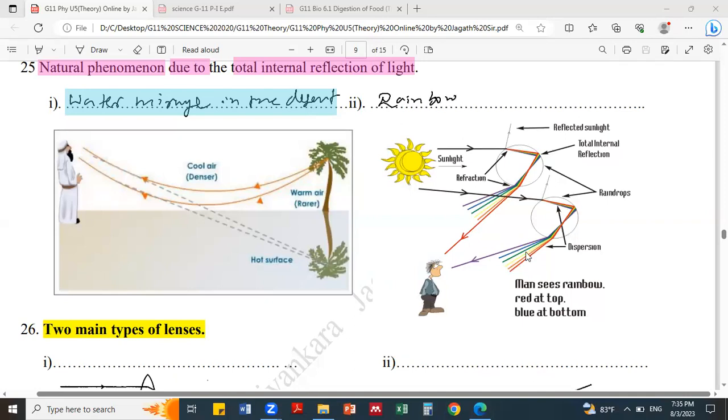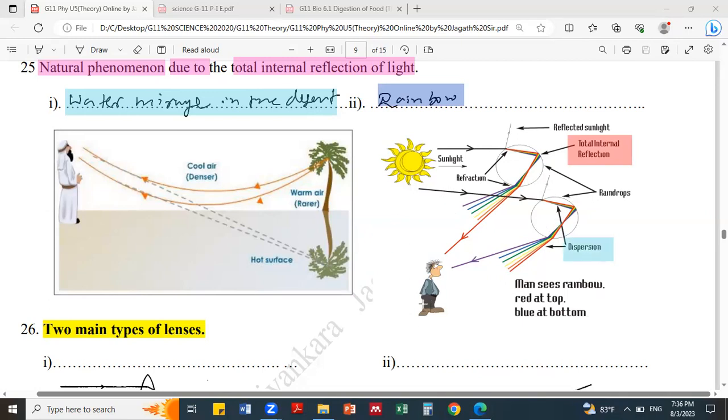Now, rainbow, students, again, light undergoes total internal reflection inside the raindrop. Can you see? I'll highlight that word here. Light undergoes both refraction and total internal reflection. What is dispersion here? I'll highlight that in blue. Dispersion means light is separated into 7 colors.